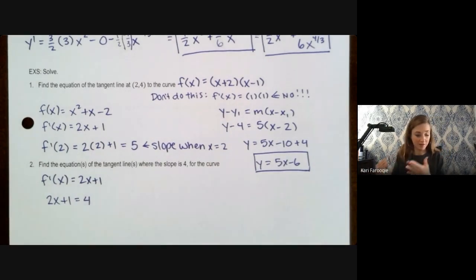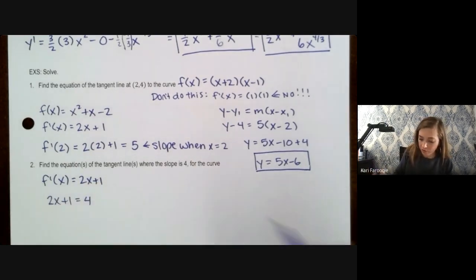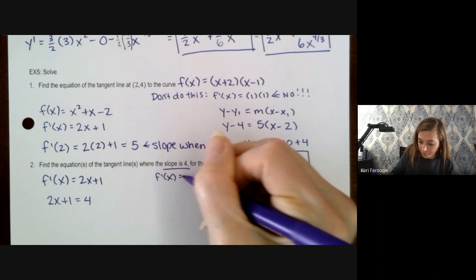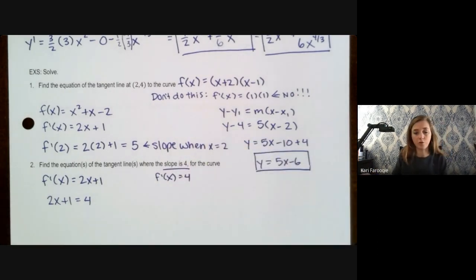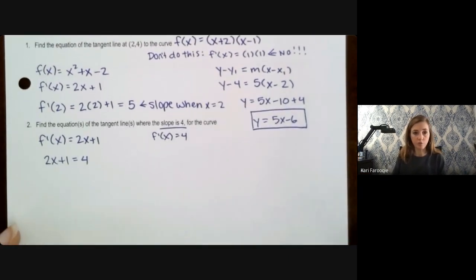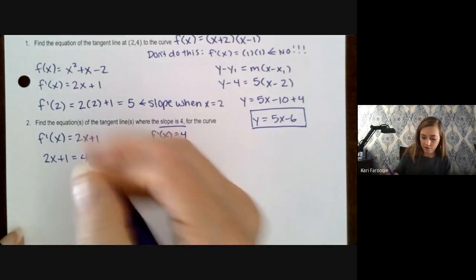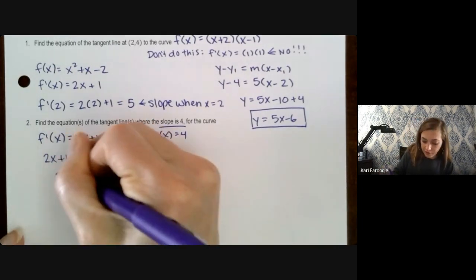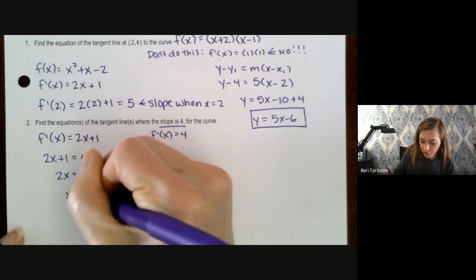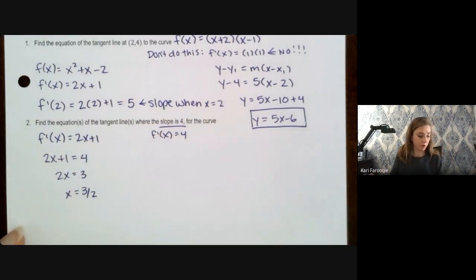The slope is a derivative. That's what that means. Slope is 4. f prime of x equals 4. And we'll solve for x and figure out where that actually occurs. And this one we're probably going to look at in our calculators. I think it'd be really helpful. Subtract 1 from both sides and divide by 2. And you get x is 3/2.